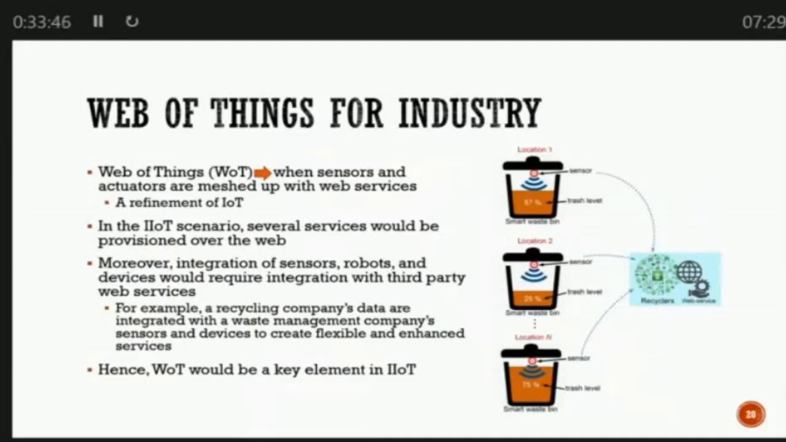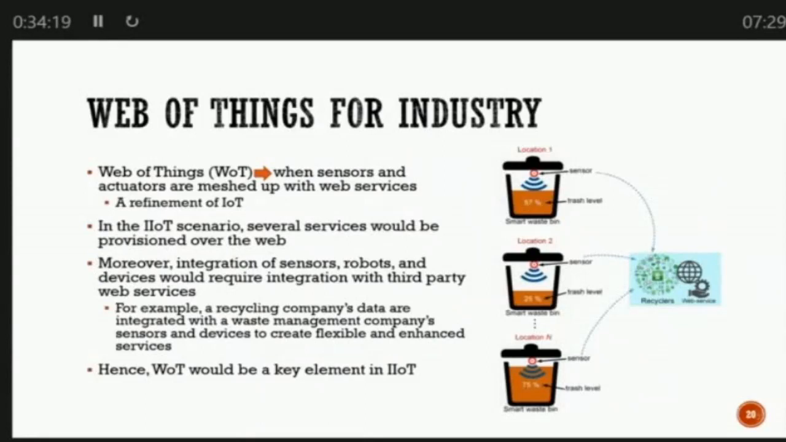But in case of Web of Things, we are talking about sensors and actuators, and we are saying that they're not just becoming part of the internet, but also they're becoming part of a web service. For example, a waste management company has different waste bins. Those waste bins are sensor equipped and they give real-time updates on the amount of waste a waste bin has. So at different locations you have waste bins and you're receiving the data from those waste bins.